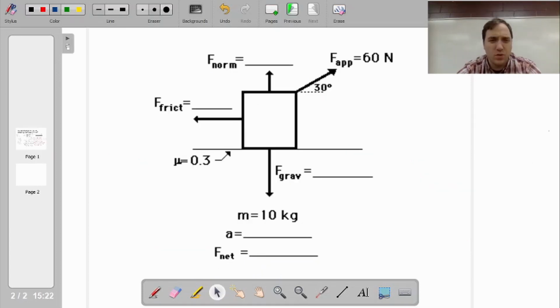Here we have an example drawing. There's no story to go with it this time, just a kind of setup. In this case, you have an applied force pushing up at 30 degrees, creating an angled force. Using the values you have on the screen, find every other missing value. Find the gravitational force, the normal force, the frictional force, your acceleration, and your net force. Go ahead, give it a try.